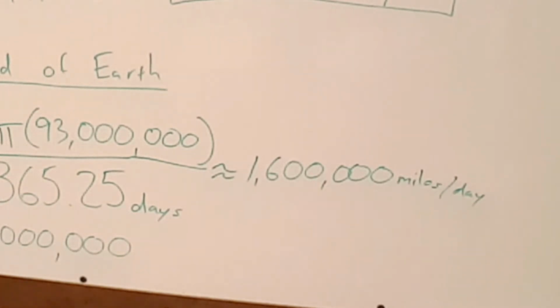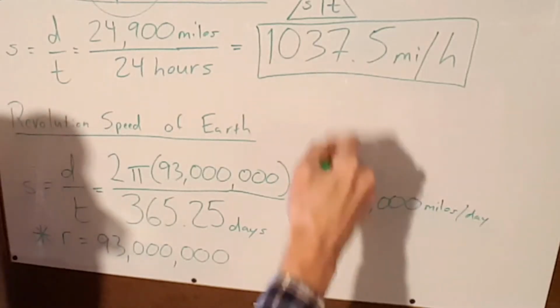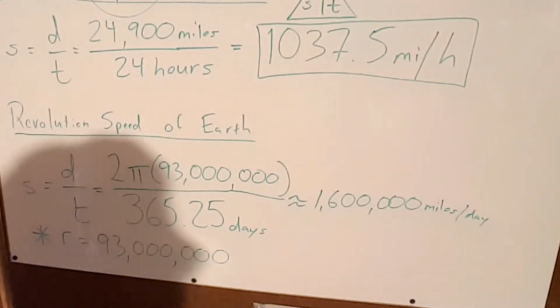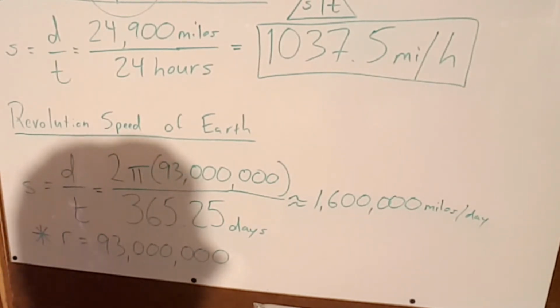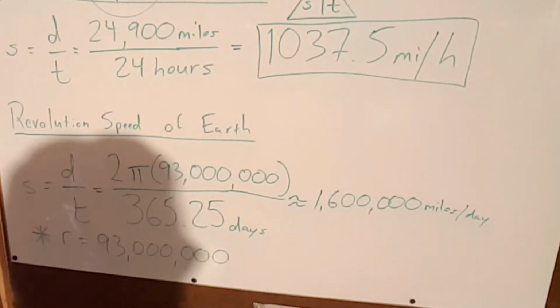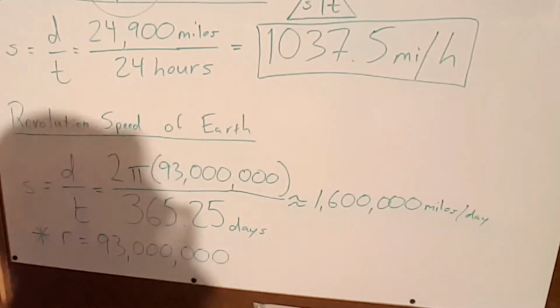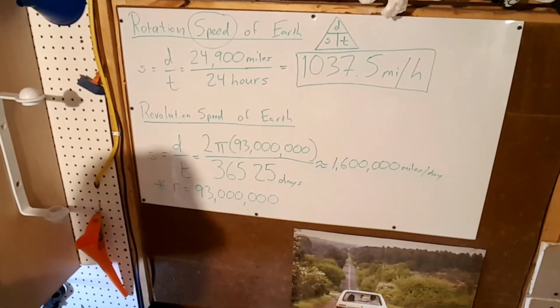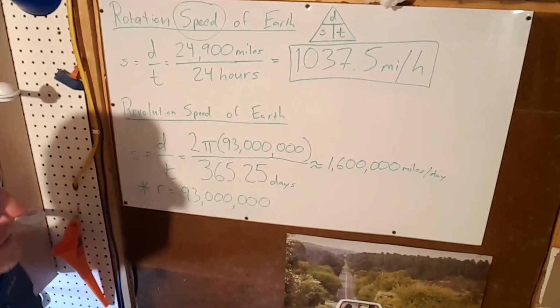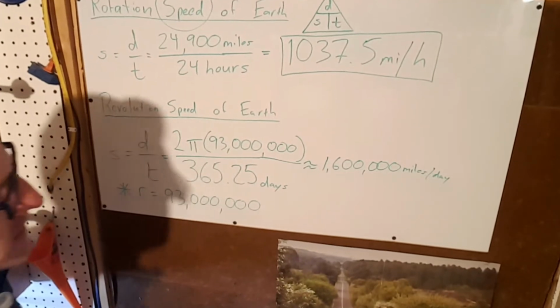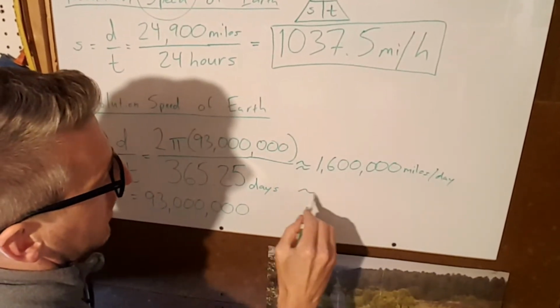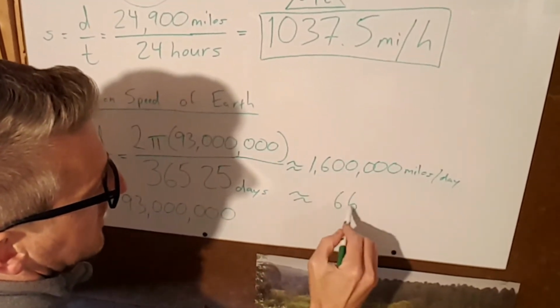But we're kind of interested in miles per hour, so we can compare these two. So how do you fix that? Really quite simple. You need to take this miles per day and divide it by the number of hours in a day, which is 24. So let's do that. If you plug that into a calculator, as I did here, 1,600,000 divided by 24 gives you a whole lot of satanic numbers.